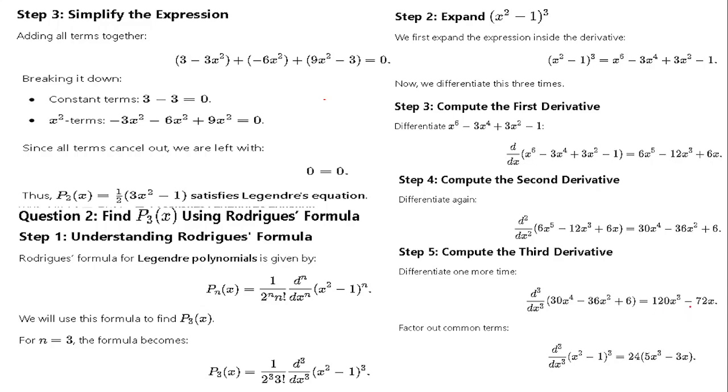Then you now factorize. 24 is common. So if you take 24 times 5, you're going to get this. 24 times 3, you're going to get this. So now the third differential is this. So this is what we have seen. This value here, are you there? Yes, sir. Is equal to this.